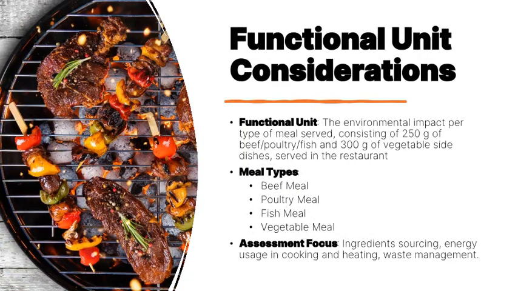Functional unit: the environmental impact per type of meal served, consisting of 250 g of beef/poultry/fish and 300 g of vegetable side dishes, served in the restaurant. Meal types: beef meal, poultry meal, fish meal, vegetable meal. Assessment focus: ingredients sourcing, energy usage in cooking and heating, waste management.